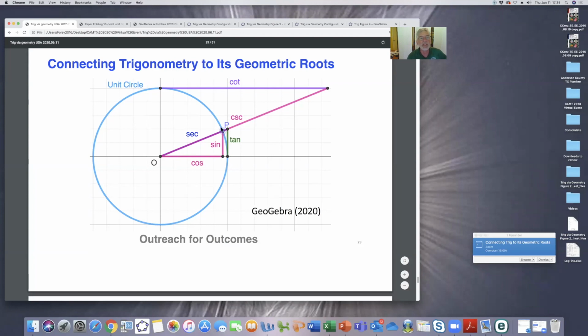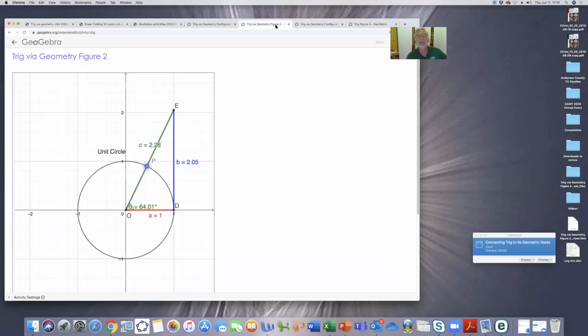You can see the Pythagorean identities also. I'm going to go to an active configuration here. And so you can see that B in this picture is the tangent, C is the secant, and so 1 squared plus tangent squared is the secant squared, because a squared plus b squared is c squared by the Pythagorean theorem.